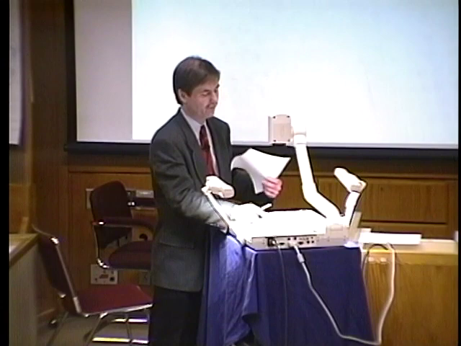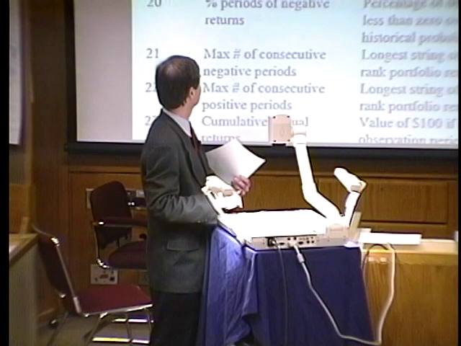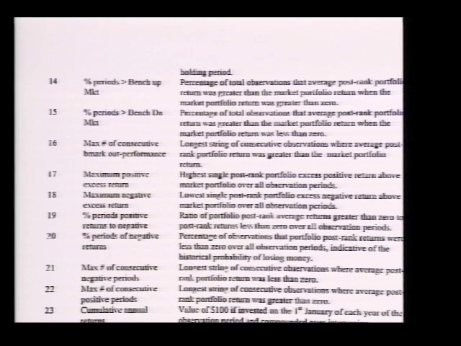Number 14, take a look at the performance when the benchmark is up. So in up benchmark periods, what is the percentage of months that we beat the up benchmark? And number 15 is the same sort of statistic except for down benchmark returns. Number 16 is the maximum number of consecutive benchmark outperformances. So it's just, what is the longest string of outperforming the benchmark? Number 17 tells us the maximum positive excess return. And number 18 is a standard risk measure, and that's the maximum negative excess return.